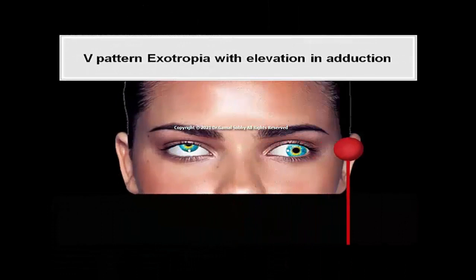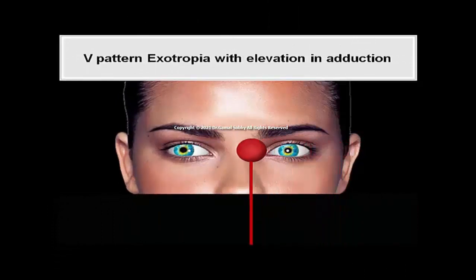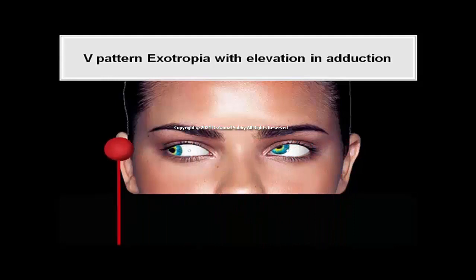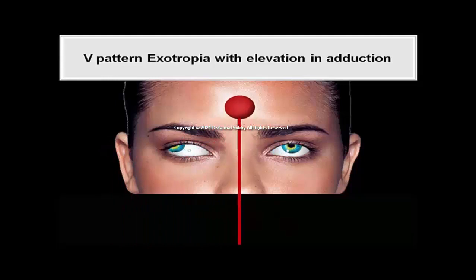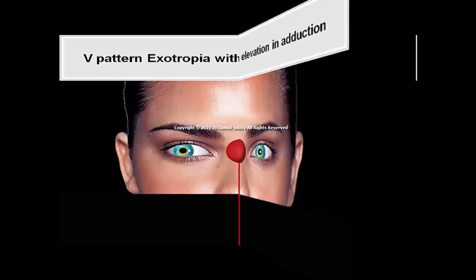In V pattern exotropia with elevation in adduction, a weakening procedure on the inferior oblique muscles will decrease the deviation in upward gaze. However, if clinically significant amounts of exodeviation in primary and downward positions of gaze are present, myectomy of the inferior obliques must be combined with horizontal surgery.